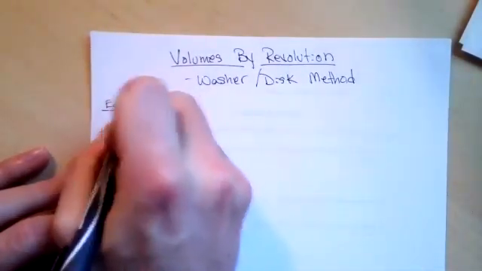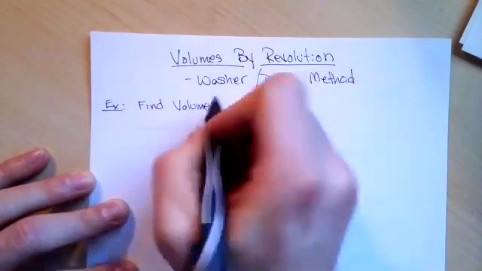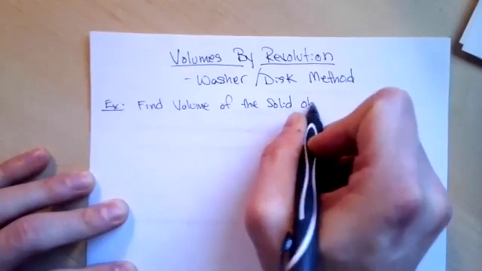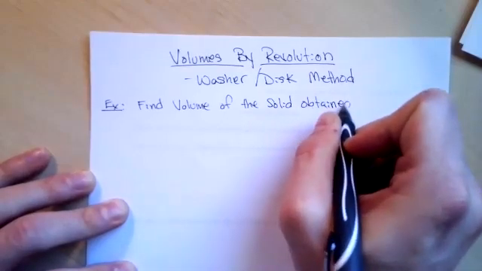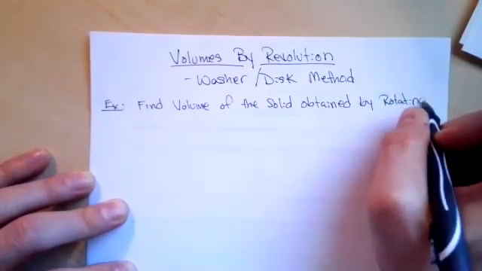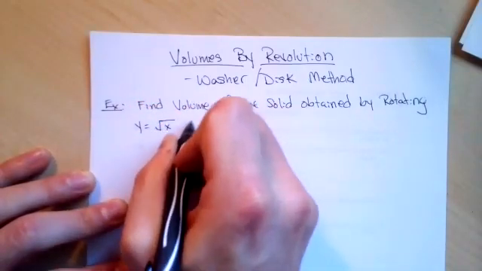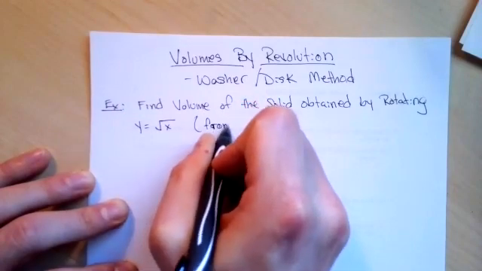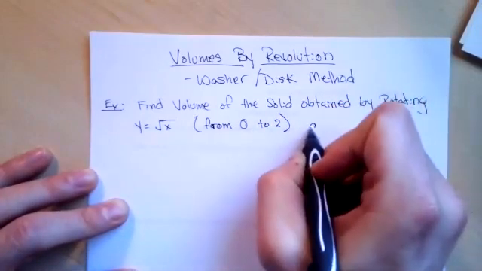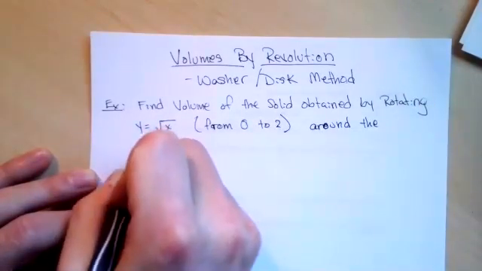Find the volume of the solid obtained by rotating the function y equals square root of x, and we'll say from 0 to 2, around the x-axis.